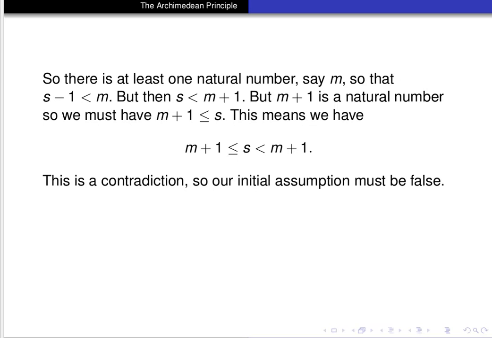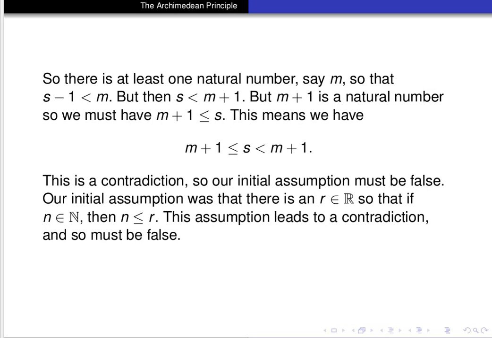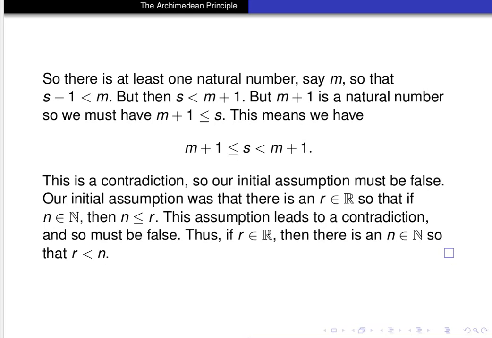That's a contradiction. So that means our original assumption has to be false. Our original assumption was that there's some real number that's an upper bound on the set of natural numbers. Okay, so we initially assumed that we could find a real number so that all the natural numbers were below it. That led to a contradiction, so that assumption has to be false. If that assumption has to be false, then the opposite of that assumption is true. In other words, if you have a real number, you can find a natural number larger than it. So that concludes the proof of the Archimedean principle. Thanks for listening.